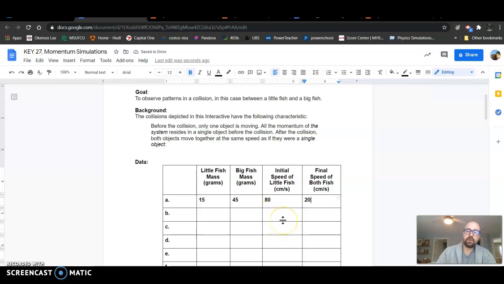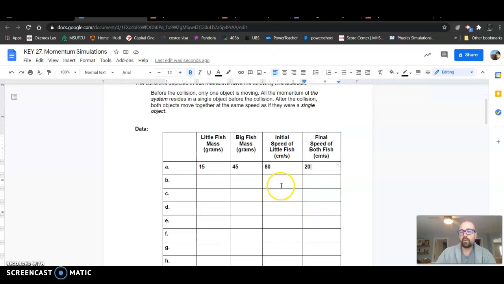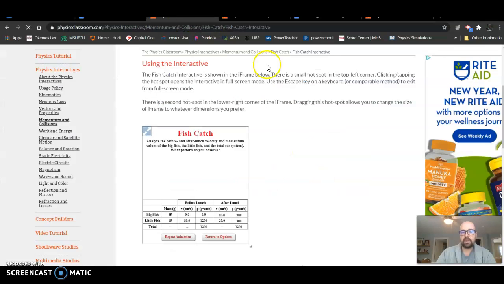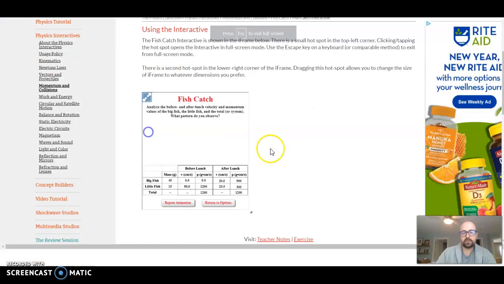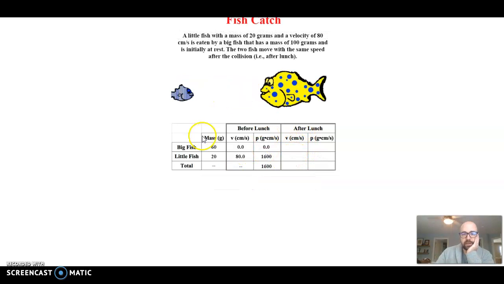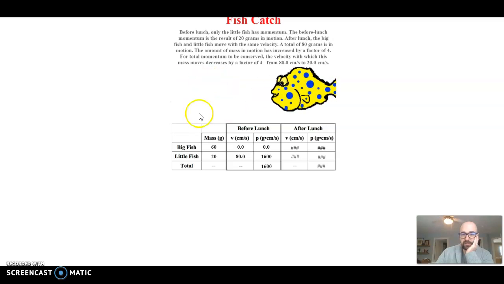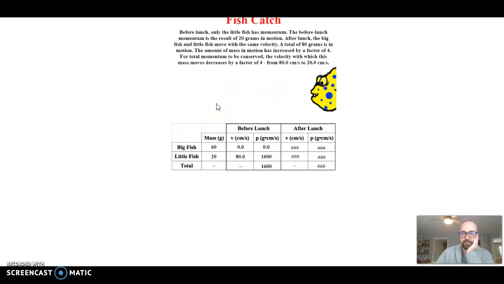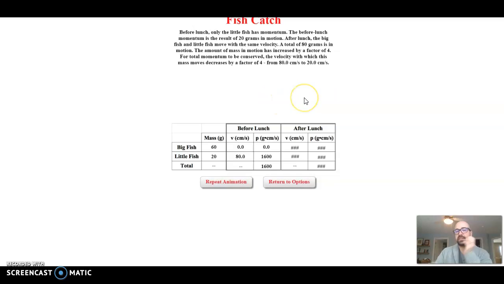A couple things to note here is as you went through these, they always slowed down. That's a key thing to notice. But also, we talked about this in class, but you may not remember or you may have missed it: at first the little fish is the only one with momentum. And then as the big fish eats it, they both have momentum.